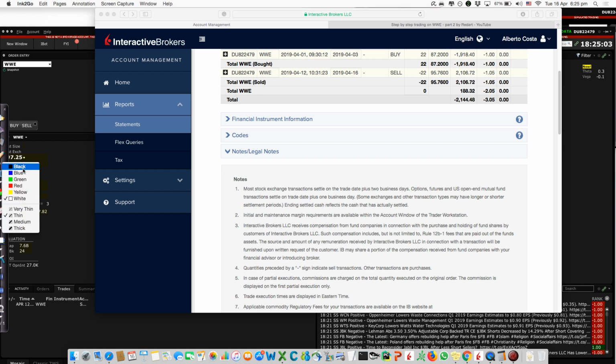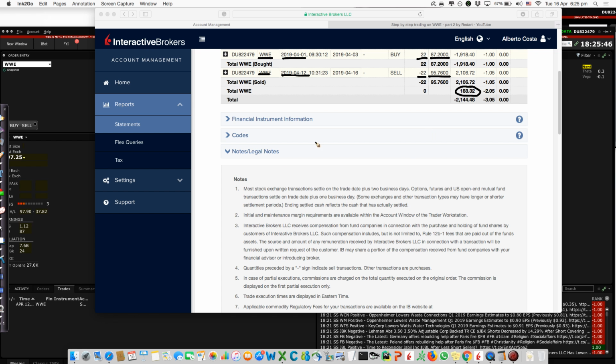And basically, what are we interested in? Number one, on the 1st of April we bought WWE 22 shares at this price, 87.2. And on the 12th of April, we sold the 22 shares. That's why you see the minus, because we are selling, right, at 95.76, and that's the profit we made, 188.32.